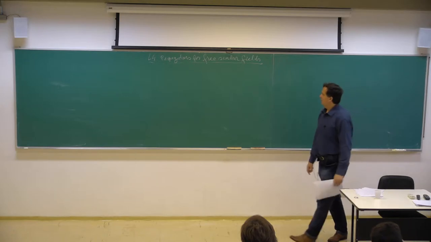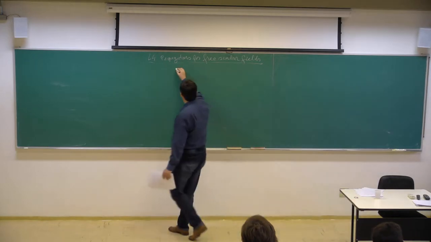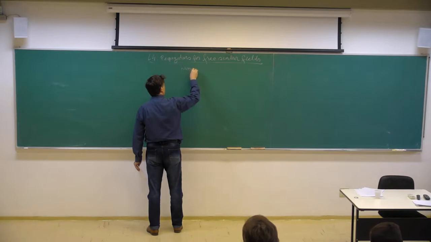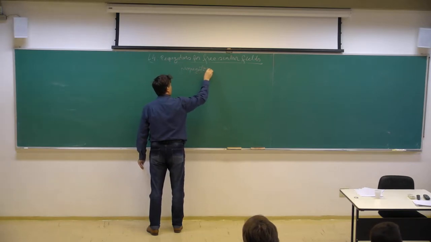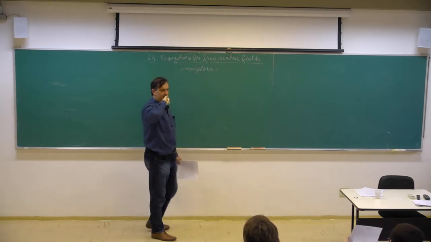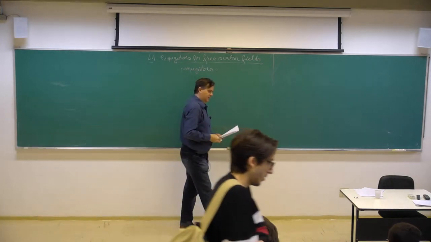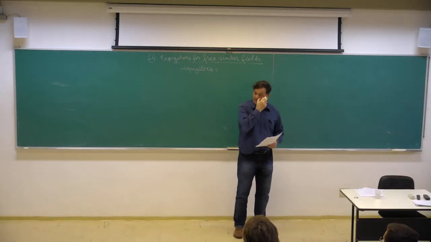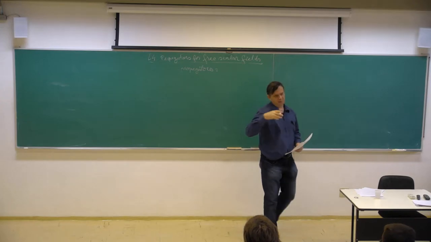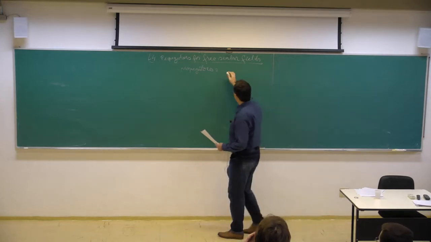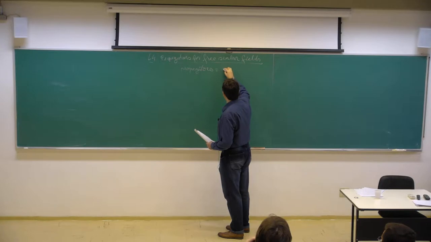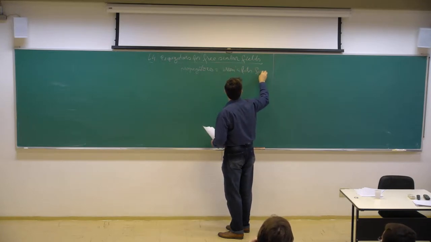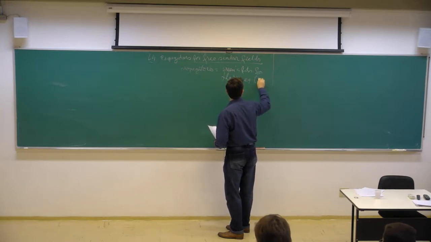So propagators, let's say, can be thought of as solutions of the Klein-Gordon equation with a delta function, so the equivalent of the Poisson equation, or Green's functions for the Klein-Gordon equation, Klein-Gordon with delta function.